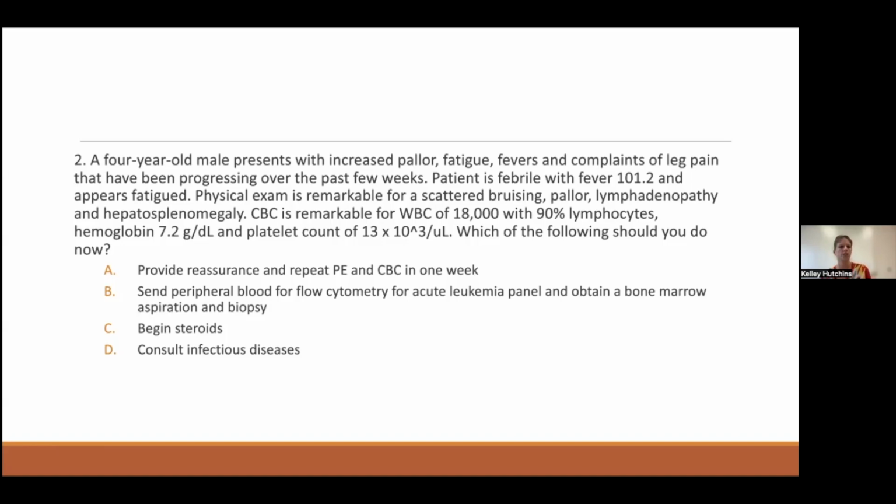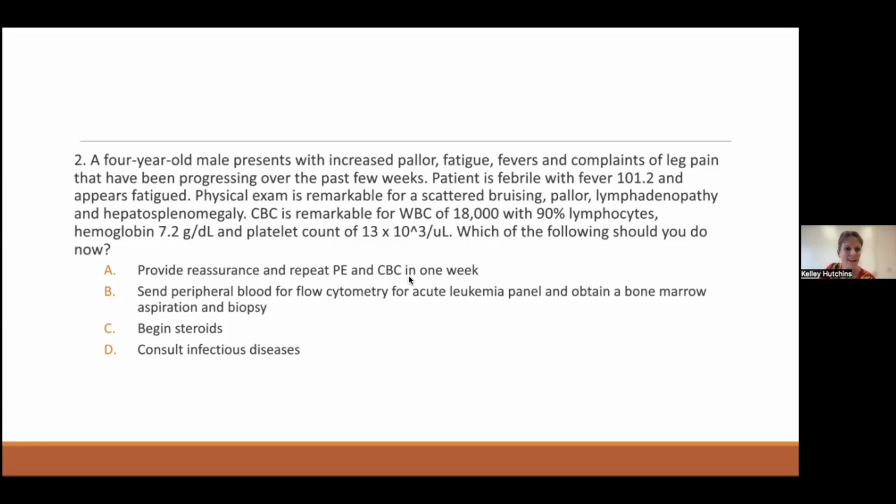Which of the following should you do now? Is it okay to provide reassurance and repeat the exam and CBC in 1 week? For this patient, send a peripheral blood for flow cytometry for acute leukemia panel and obtain a bone marrow aspiration and biopsy. Start steroids or consult infectious diseases.